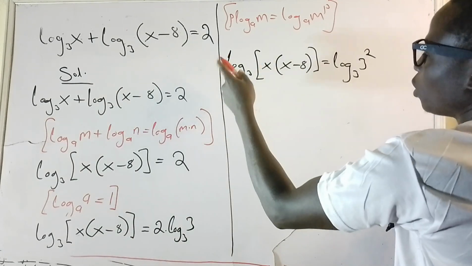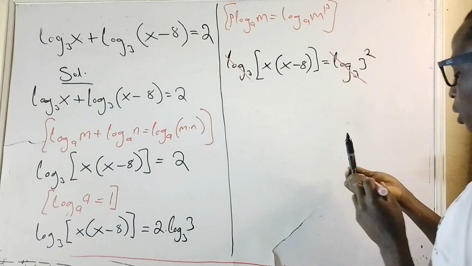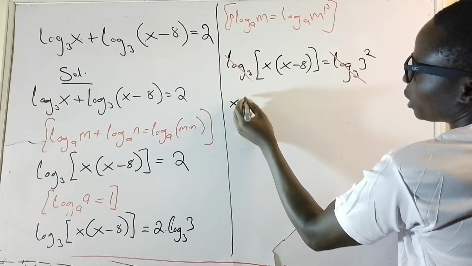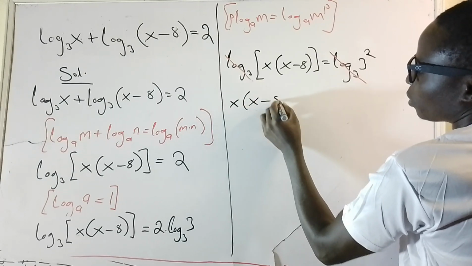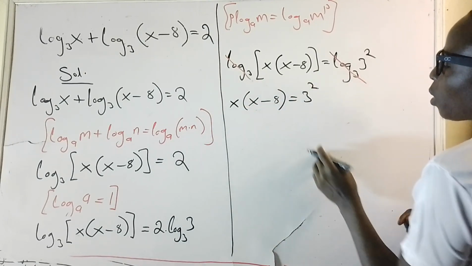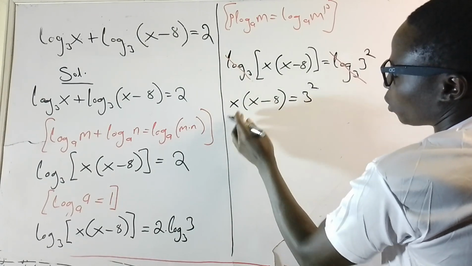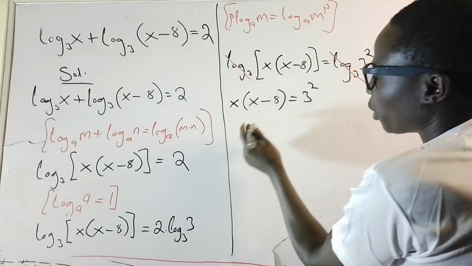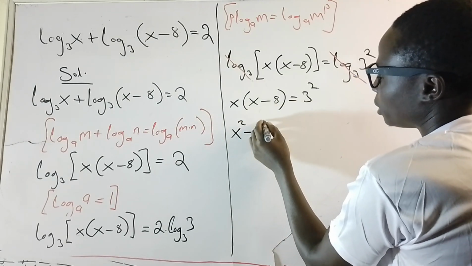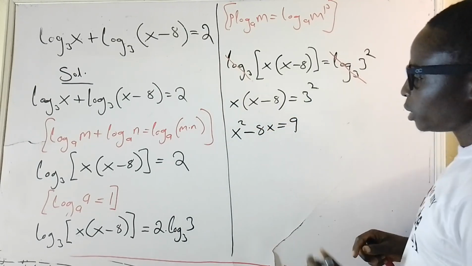So going by that, we all agree that log to base 3 will go with log to base 3. If that is the case, I will be left with x times (x minus 8) is equal to 3 raised to the power 2. And we all know that x times x, because this x will have to open the bracket, x times x is x squared, minus 8x, is equal to 9, because 3 squared is 9.